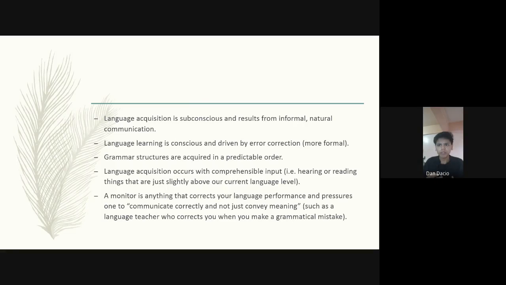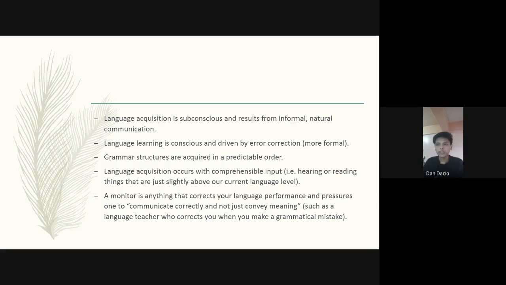So it's easy for us, or it's easy for some students, to acquire or to learn the English language when they follow rules in using English or in speaking the English language. Kaya naniniwala si Crashians na grammar structures are acquired in a predictable order.